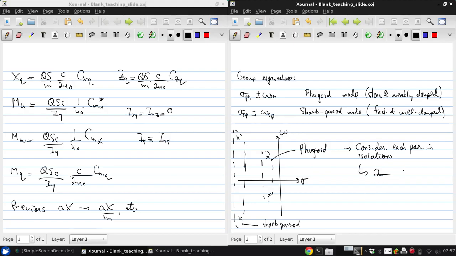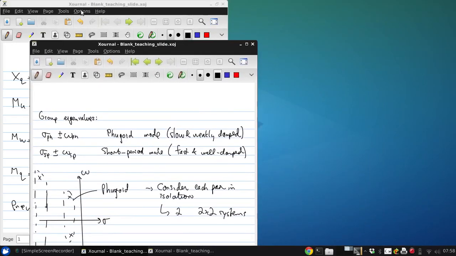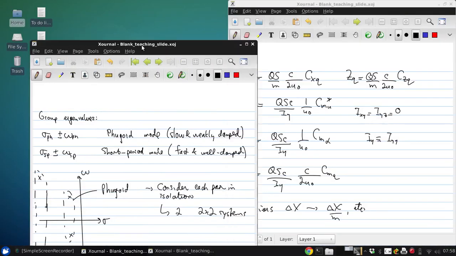So now we have two 2x2 systems instead of the 4x4 system. And we can analyze these 2x2 problems by hand. However, it's important to note that what we're doing when we take this parallel 2x2 system approach is that we're now neglecting interactions between these two types of motion. And so the analysis which follows is approximate, but still gives useful results for most cases.